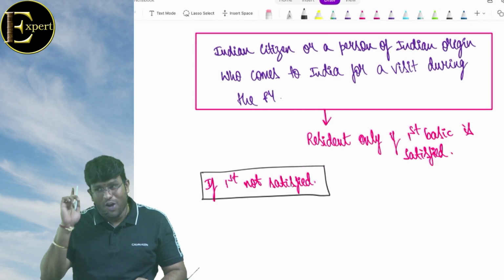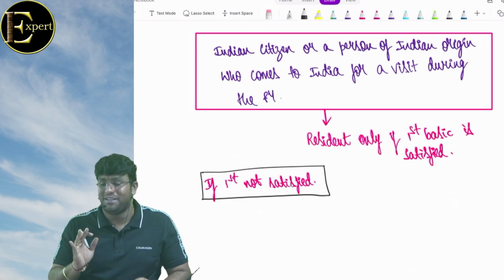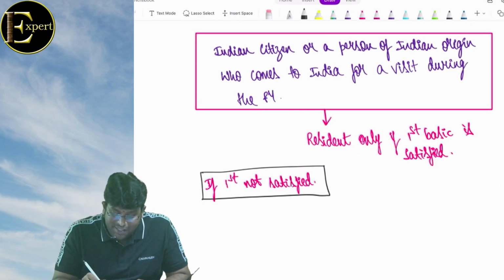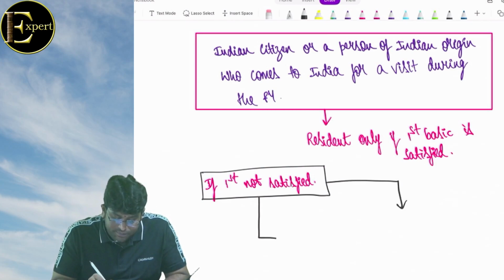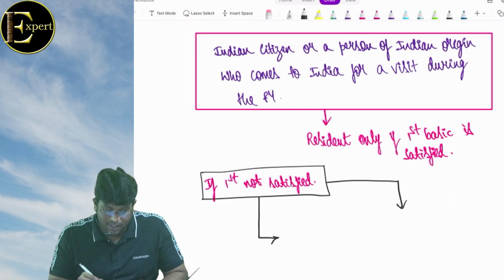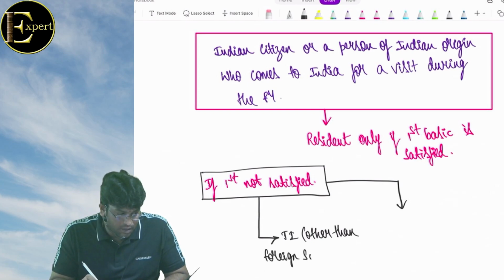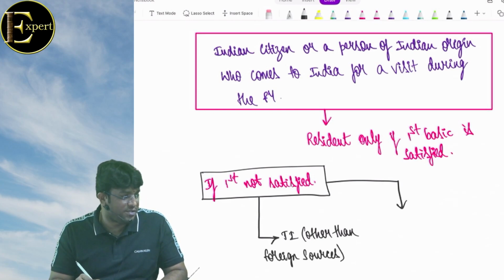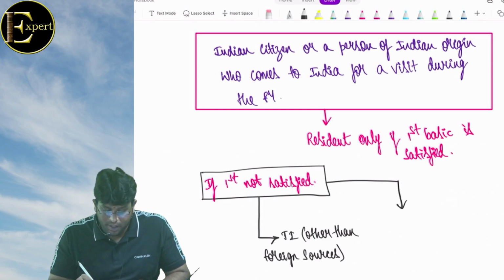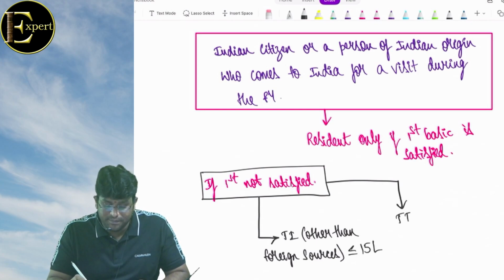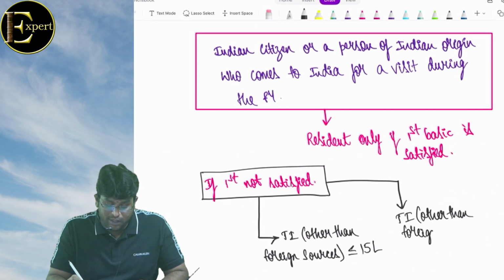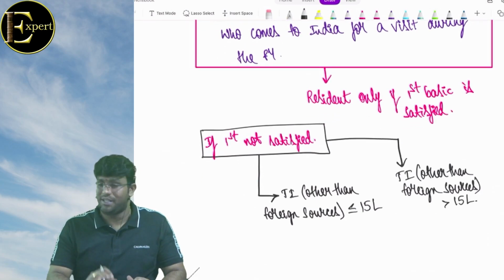If first condition is not satisfied, then the story is not over. If first condition is not satisfied, we will look at two scenarios. Scenario number 1, total income other than foreign sources does not exceed 15 lakh. Second one, total income other than foreign sources is greater than 15 lakhs.